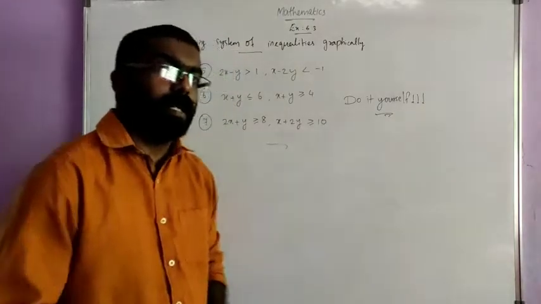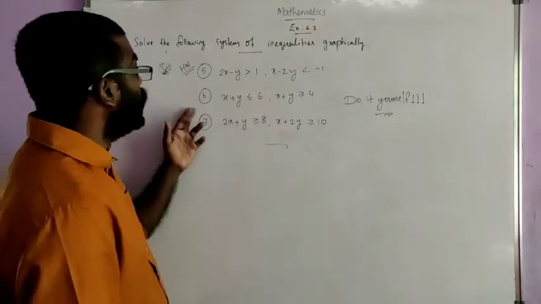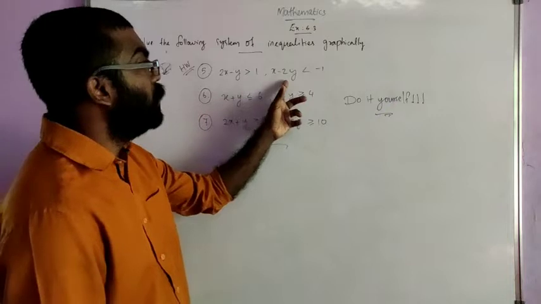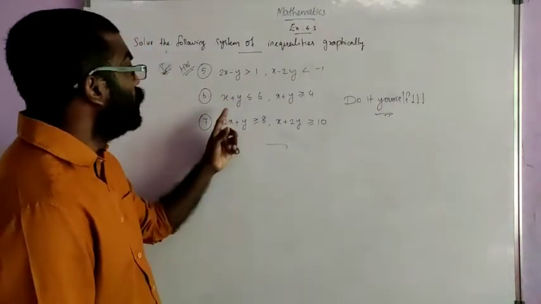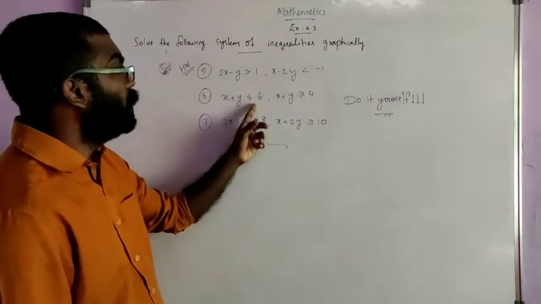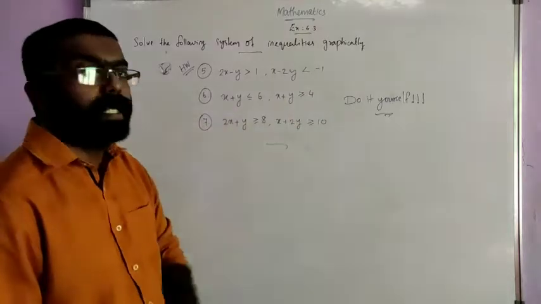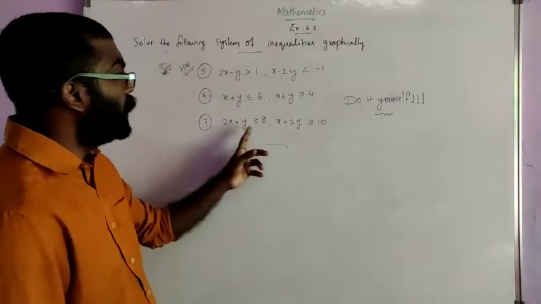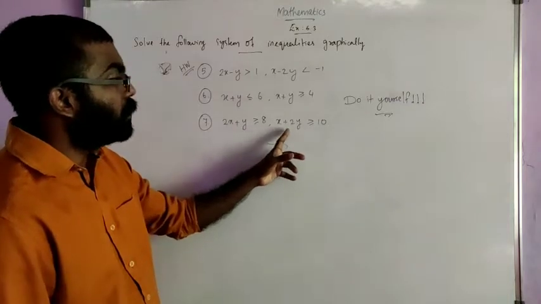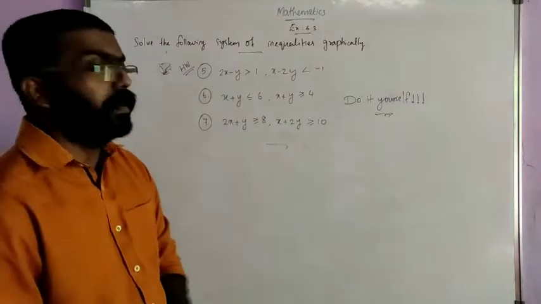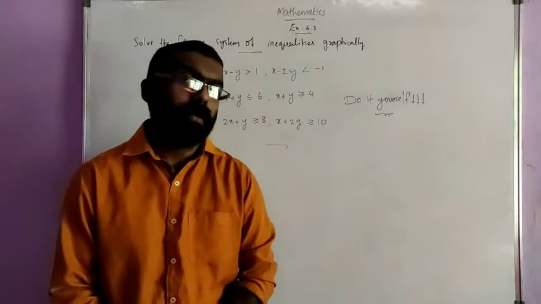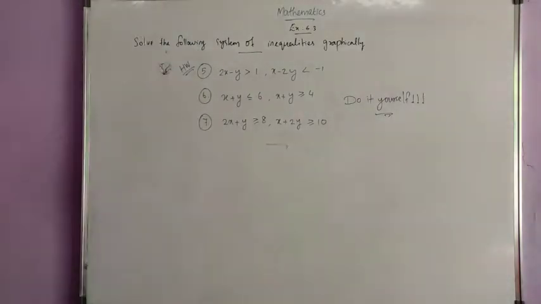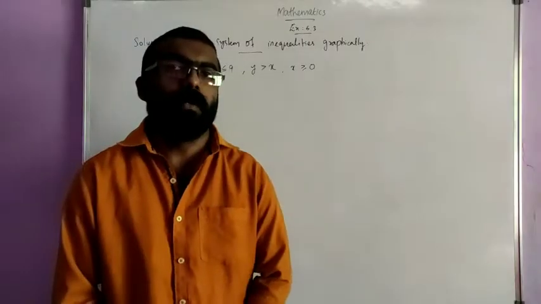Next three questions are homework. Question number 5, 6 and 7. 2x minus y greater than 1, x minus 2y less than minus 1. Sixth one, x plus y less than or equal to 6, x plus y greater than or equal to 4. And seventh one, 2x plus y greater than or equal to 8 and x plus 2y greater than or equal to 10. So these three questions are homework that you can do yourself. Okay. Now we move on to question number 8.